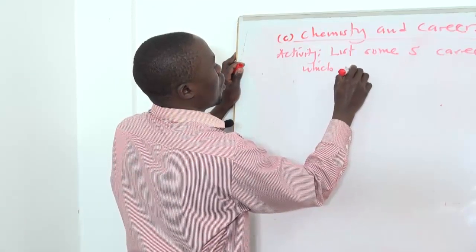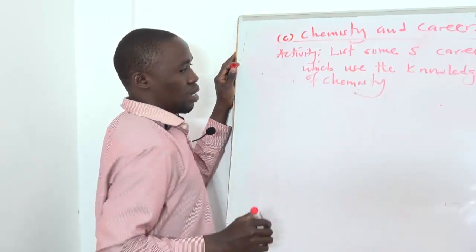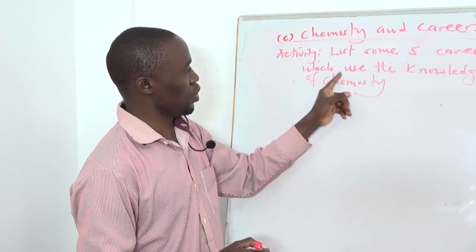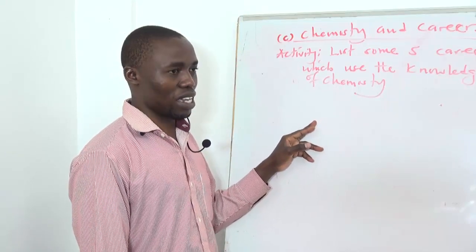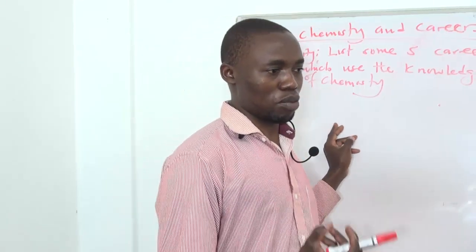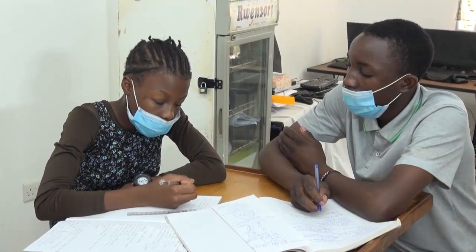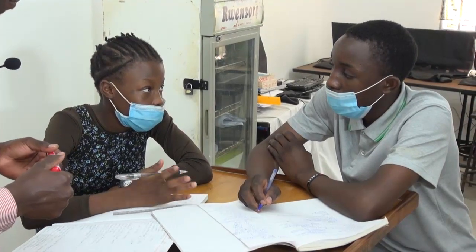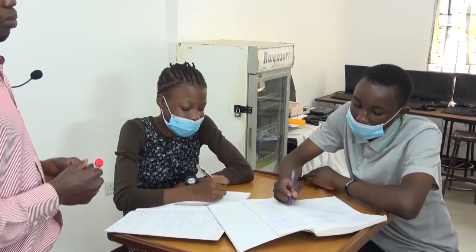Which use knowledge of chemistry. Now list down some 5 careers which use the knowledge of chemistry. This one is again upon you in 5 minutes. You brainstorm of some 5 careers which you can get when you study chemistry. Make it active. We said we have teachers, we have doctors, we have technicians, lab attendants, and other people. Therefore, make them 5. Try to brainstorm more. Think.